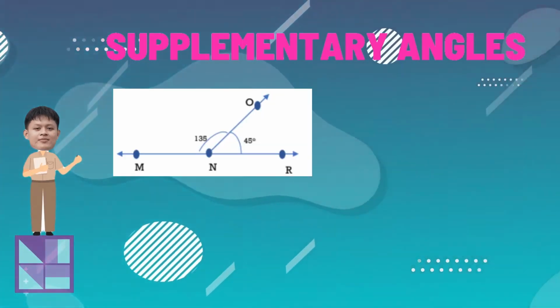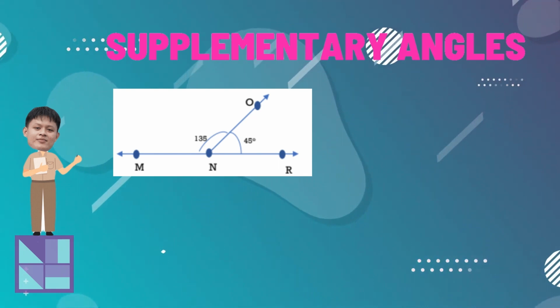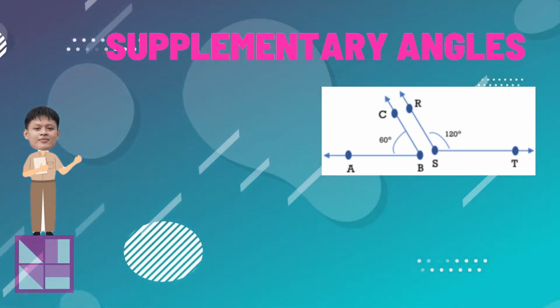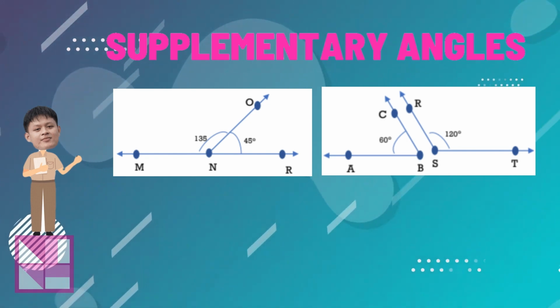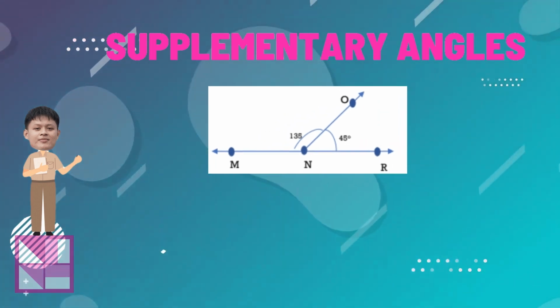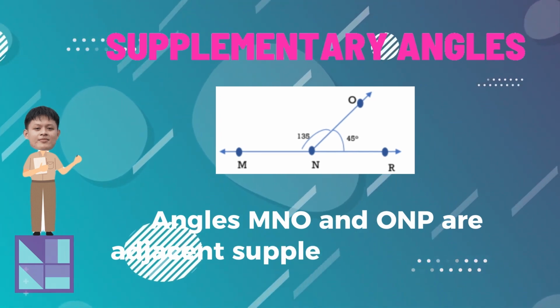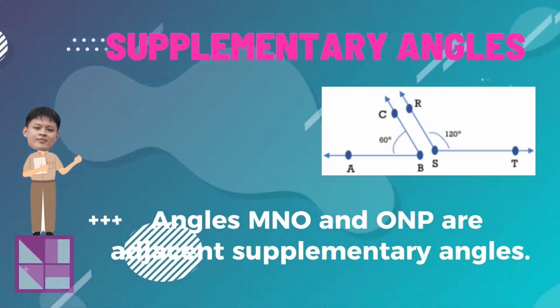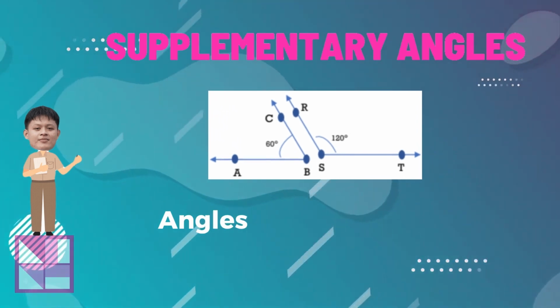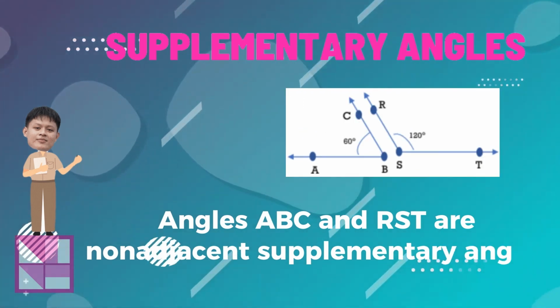Now, let's move on to supplementary angles. Look at the following angle pairs: angle MNO and angle ONP, and angle ABC and angle RST. What is the sum of the measures of each angle pair? In the first figure, angles MNO and ONP are adjacent supplementary angles, while in the second figure, angles ABC and RST are non-adjacent supplementary angles.